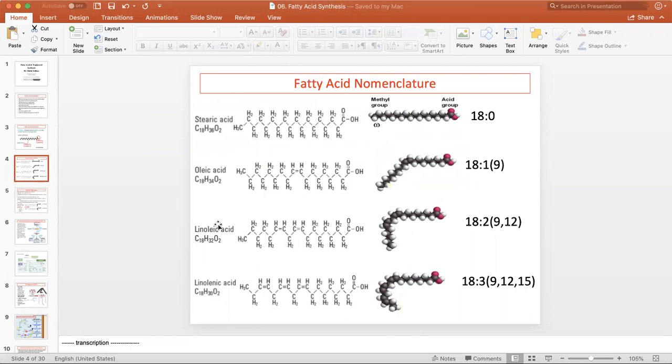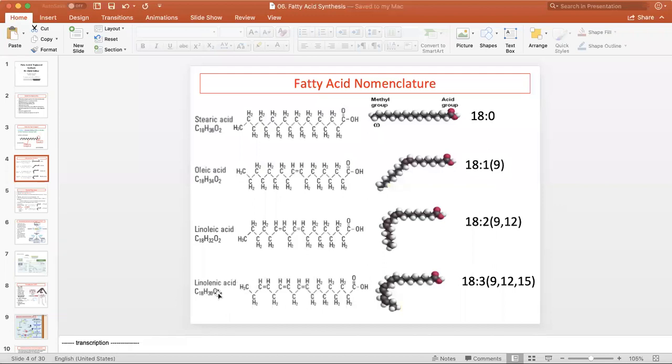Then we have the other example, which is linoleic acid. This is indicated by the number 18:2. So 18 again is the number of carbons, and 2 indicates there are two double bonds. We see here we have one double bond here, one double bond here. What is the position of the double bonds? It's at 9 and 12. So it is at position number 9 and 12.